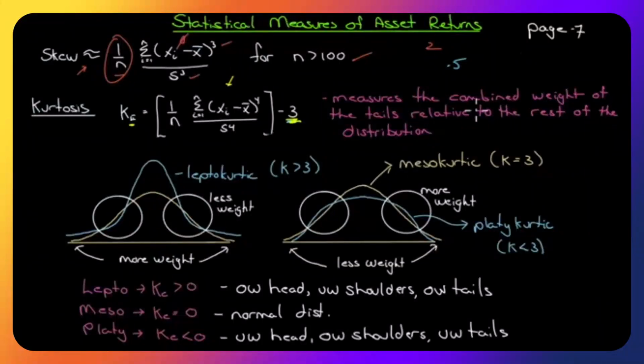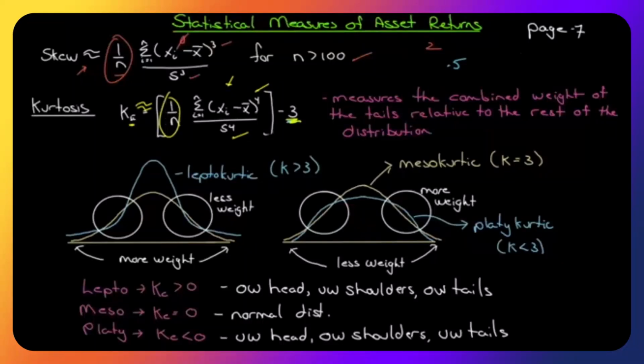Kurtosis measures the combined weight of the tails relative to the rest of the distribution. And notice we're using a power of 4. So it is the deviations raised to the power of 4, the sum of those divided by the standard deviation to the power of 4, multiplied by 1 over n. This is also an approximation.